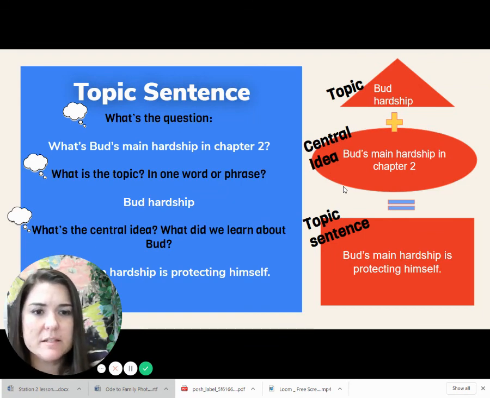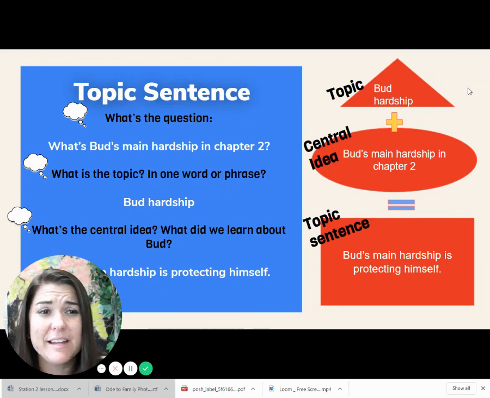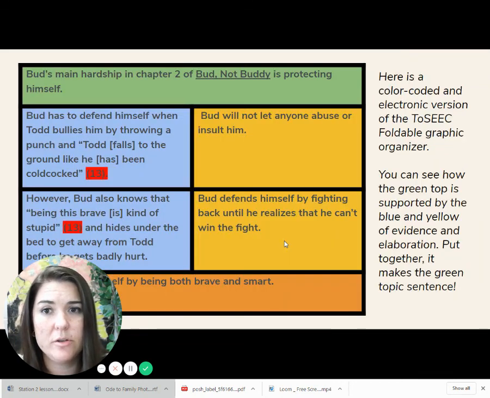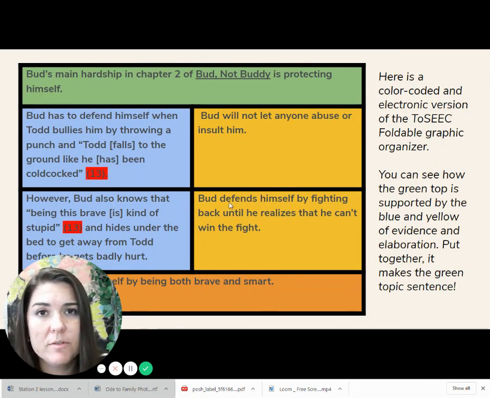So I put these mental models up here to see, in case it helps you, to think of it as topic, central idea, and then topic sentence. This is a way to break down that very first sentence that we answer when we're doing a ToSEEC for short answers or ERQs. Now, here is an example of an electronic ToSEEC graphic organizer.